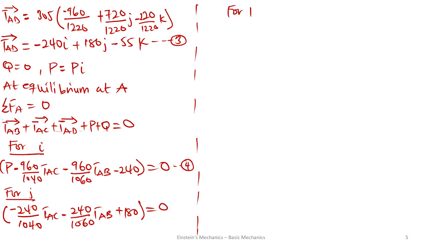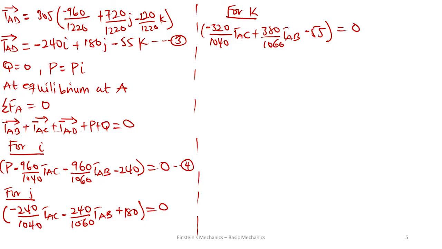And for the K part, from equation 1, we have a negative 320 on 1040, that's TAC. Now plus, for equation 2, we have 380 on 1060 TAB, and from equation 3, we have negative 55, and I can equate that to 0. So this is my equation 5, and this is my equation 6.